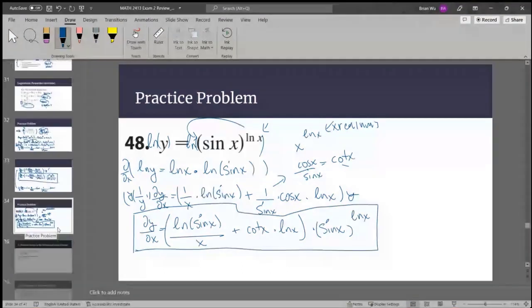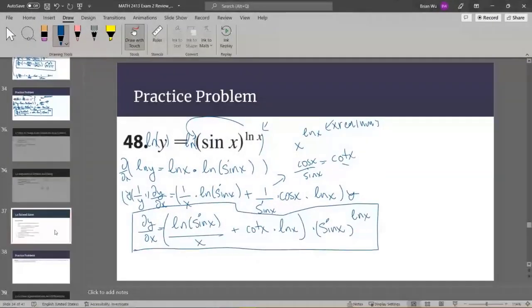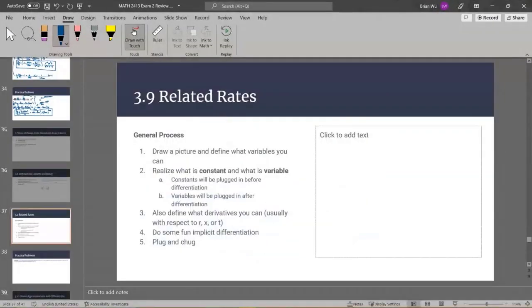Okay, and we're going to skip over these since this is not tested. The last unit, before it goes into practice sessions, I'll try to go quick because we are running over time. For related rates, the hardest thing is probably setting up the picture and the equations, but the general process is to draw a picture of the situation, define what variables they give you, and realize what is constant and what is variable.